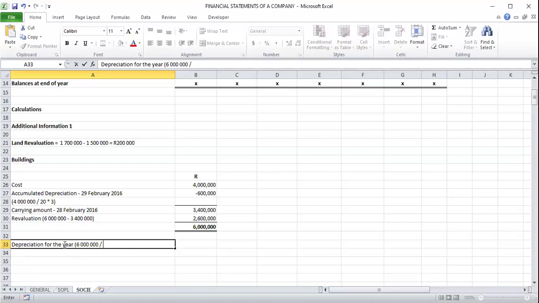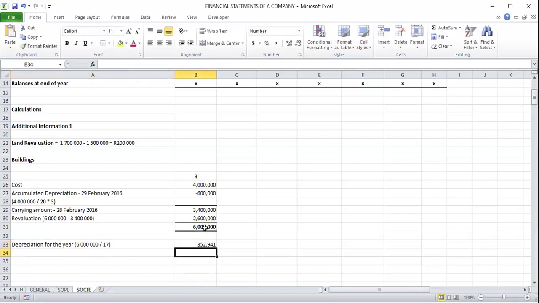And again, we will no longer use the useful life of 20. Remember, the original useful life was 20, but 3 years have already passed. So we'll now use the remaining useful life, which is 17 years. So you will no longer use the original, you now use the remaining useful life, which is 17 years. Right. We'll then get 352,941. So that will be our depreciation.